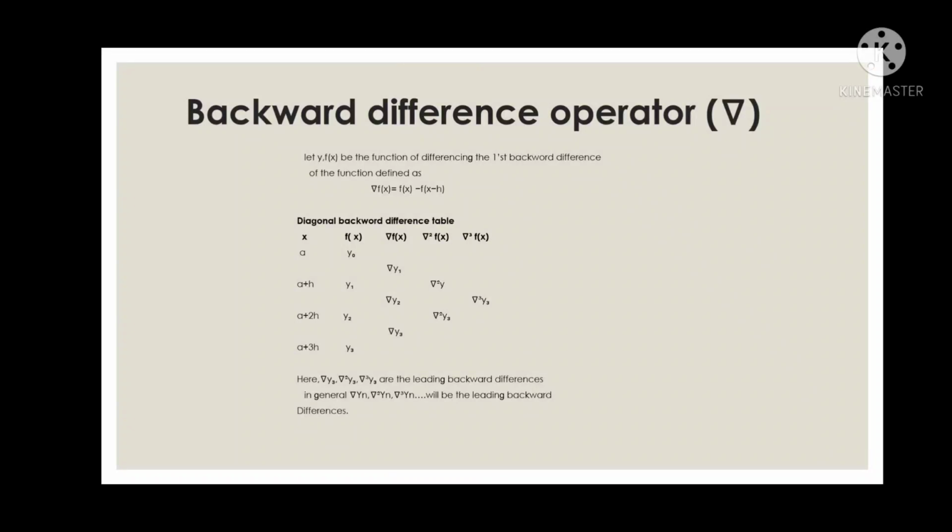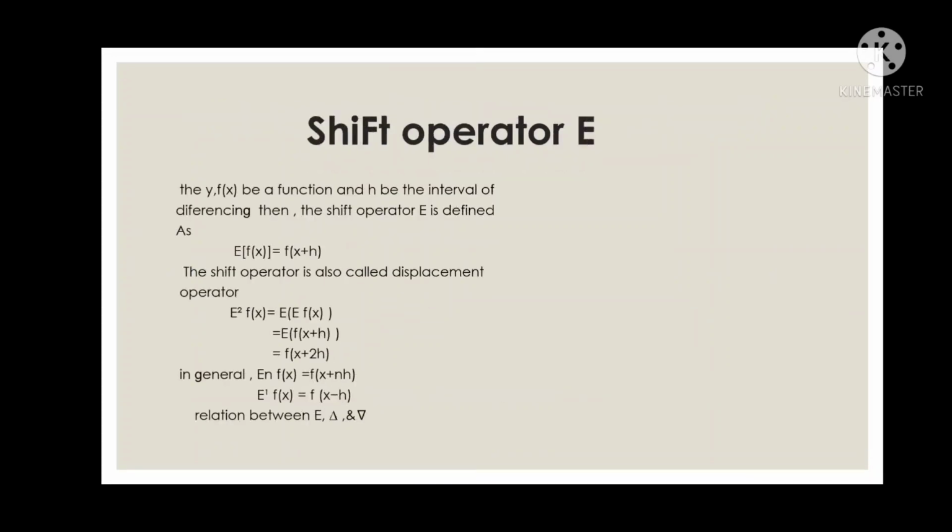Like that, the third backward difference can also be written as del cube y3 equal to del square y3 minus del square y2. So this is the diagonal backward difference table, and in the backward difference table, the leading differences are taken at the end, so the leading backward differences are del y3, del square y3 and del cube y3. In general we can write del y_n, del square y_n and del cube y_n, etc. The third operator is the shift operator, denoted by capital E.